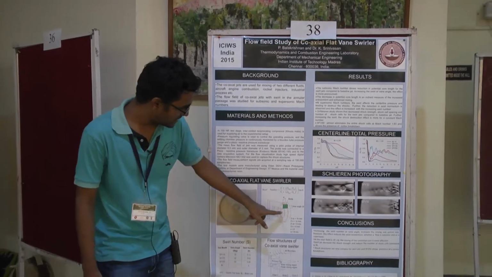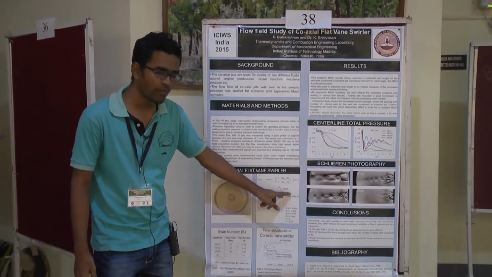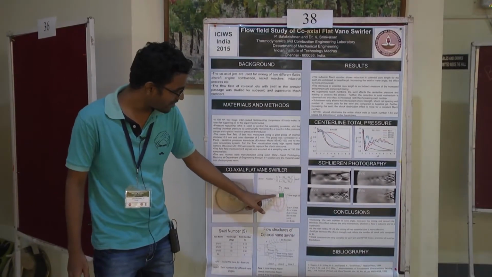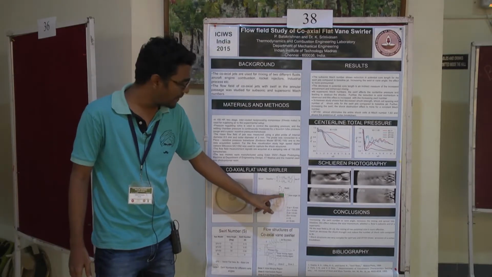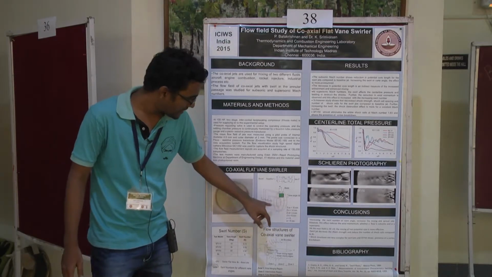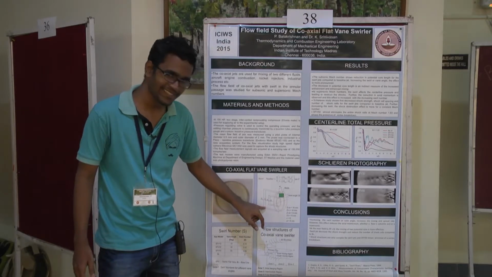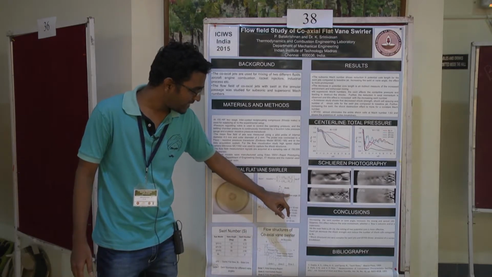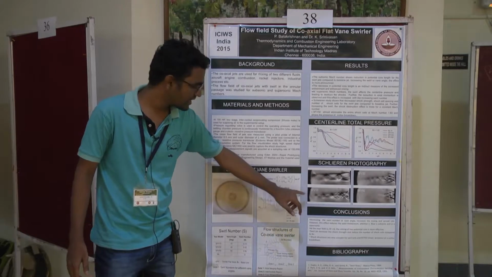You can see that this is the center hub, through which the flow will be allowed as a free jet. This is the annular passage, through which the vanes are kept at a certain angle. You can see the angle is made with respect to the center axis, and the inclination is made in the clockwise direction. This is called the vane angle.